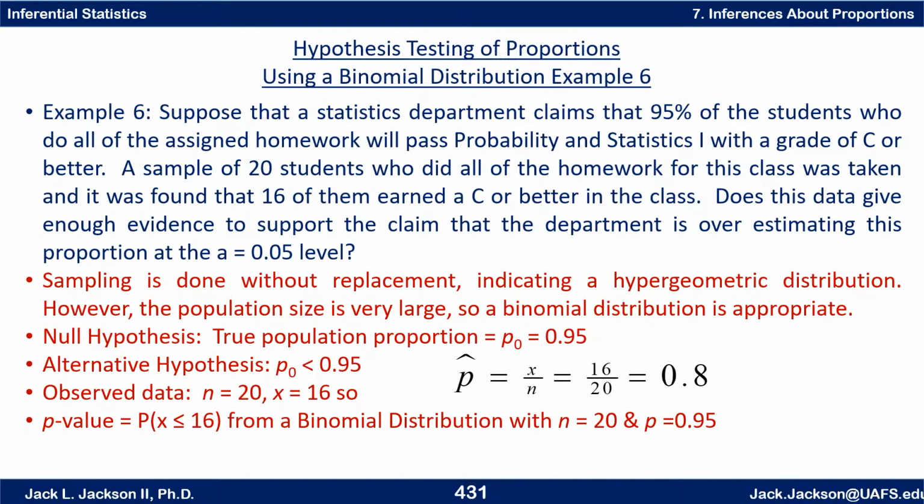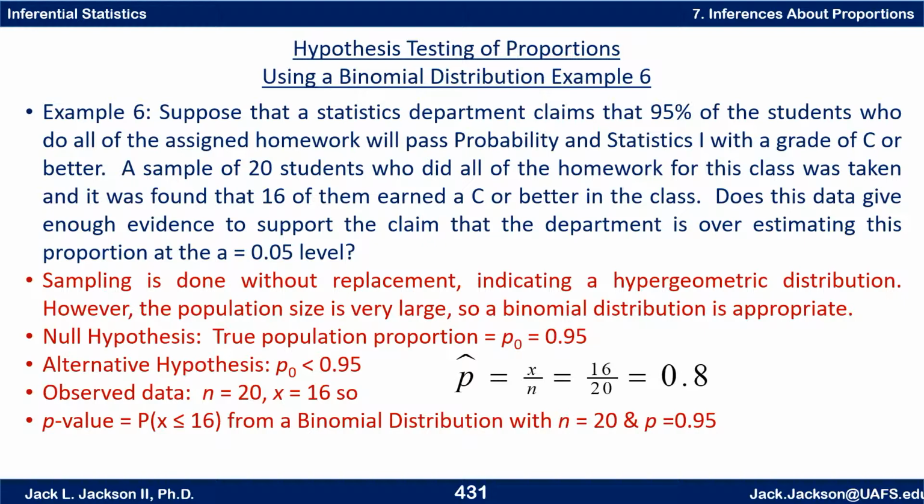Well, sampling is done without replacement, indicating a hypergeometric distribution. However, the population is quite large and is unknown, so a binomial distribution is appropriate. We really don't have an option for a hypergeometric because we weren't told the population size. The null hypothesis is that the true proportion p0 is 0.95 as they claimed. The alternative hypothesis is that p is less than 0.95 because we are seeing if they're overestimating. So if they're saying it's too high, then the alternative would be that the proportion is too low, lower than 0.95. So it's a left-tailed test.